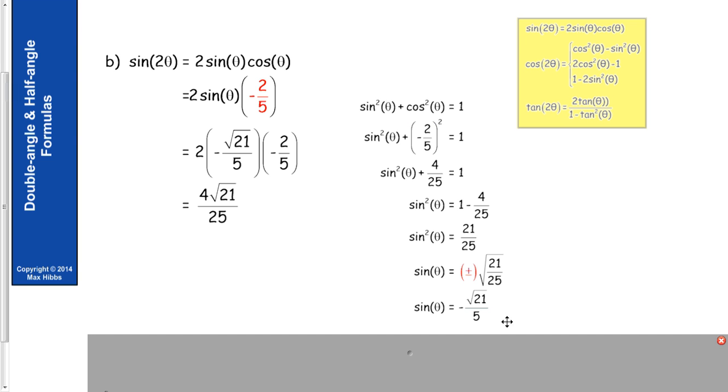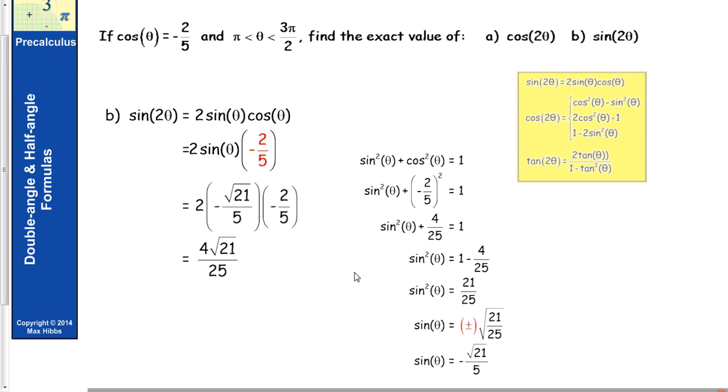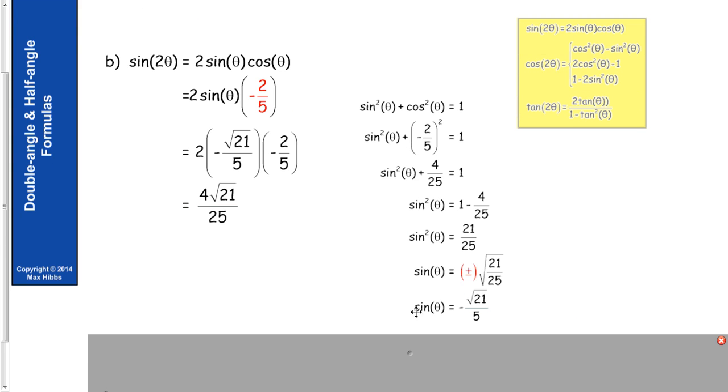We can decide that the sine of theta is actually negative. Of course, square root of 21 is written here, and square root of 25 is 5. We can decide it's negative for this reason. Look, theta is between pi and 3 pi over 2, which is in the third quadrant. And in the third quadrant, both sine and cosine are negative. And so we have to conclude that the sine of theta is negative square root of 21 over 5.